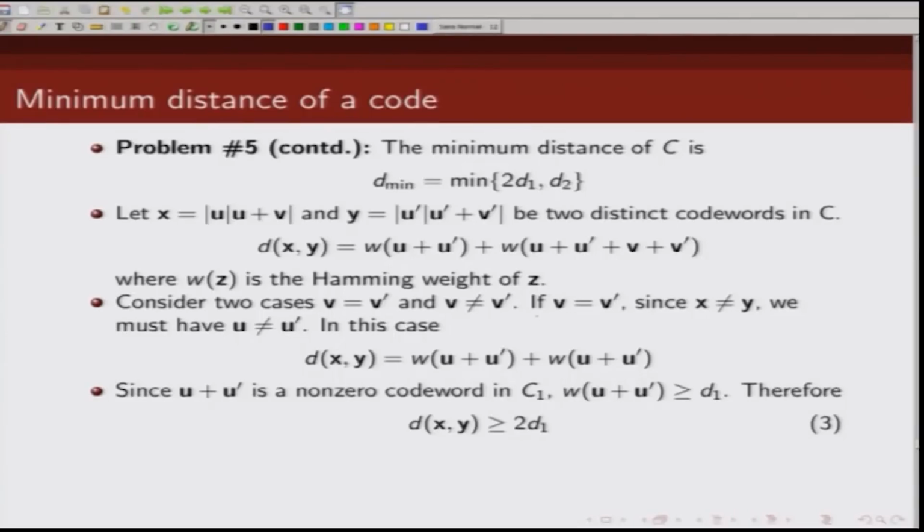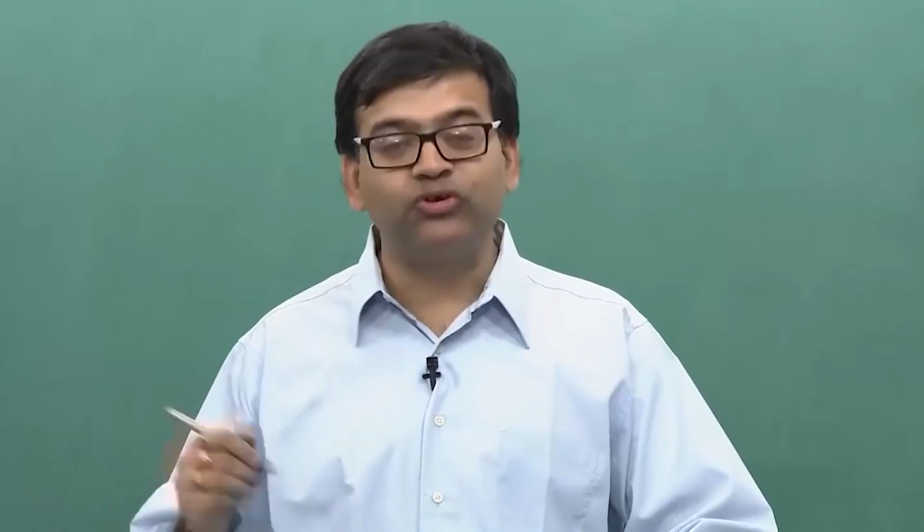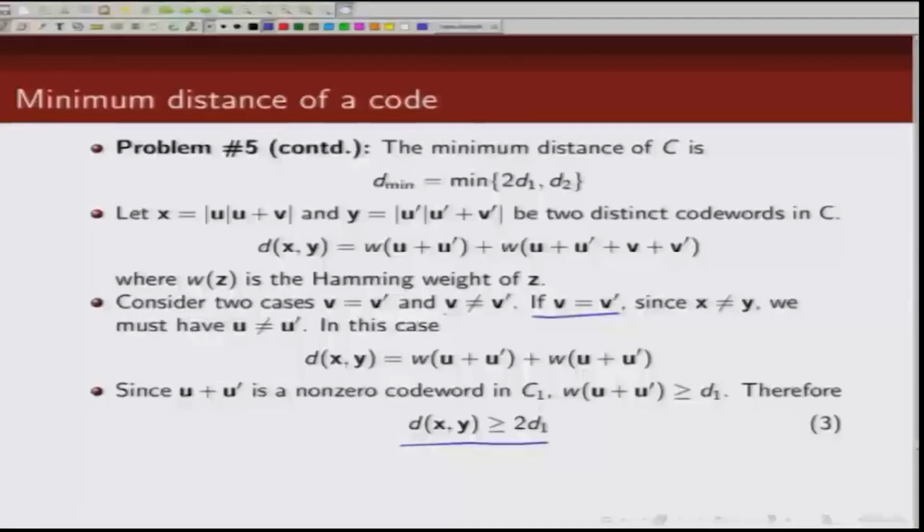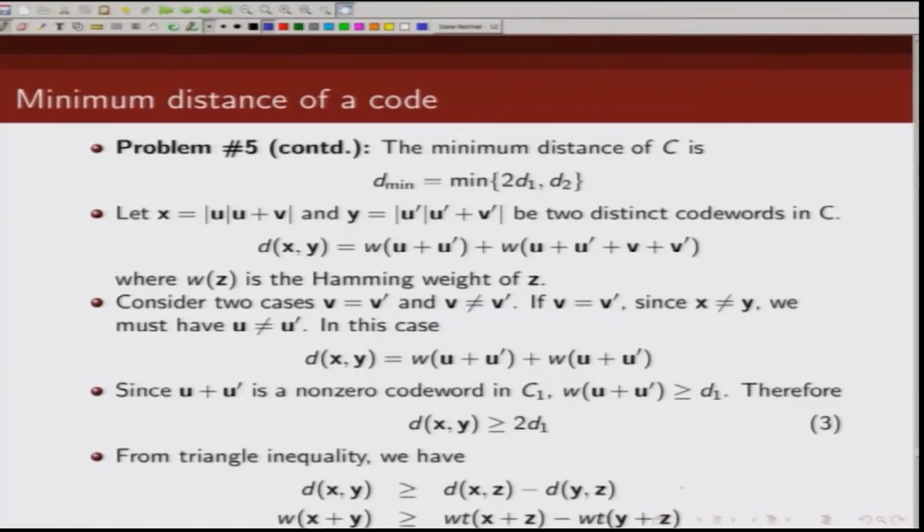So, for the case when v is equal to v prime, we have shown that the minimum distance should be at least 2 times d1. Now, let us consider the case when v is not equal to v prime. Before that, we will just state again the triangular inequalities that we are going to use.